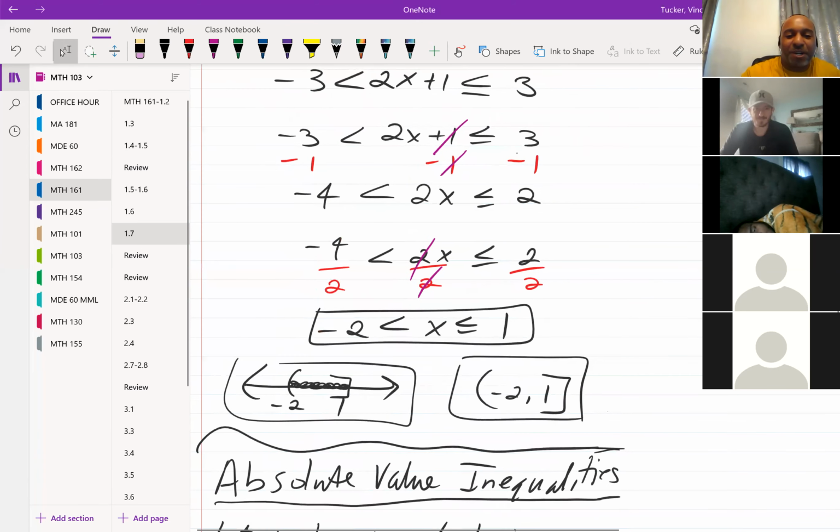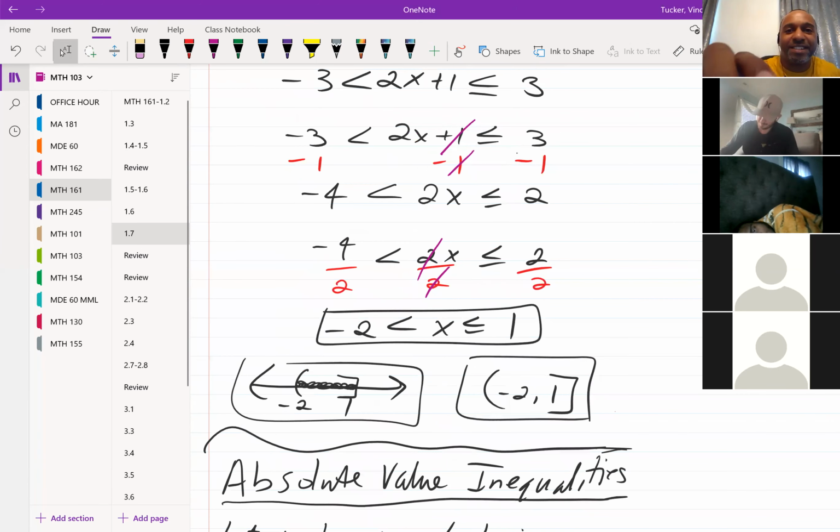So we have one more thing to talk about, absolute value inequalities.